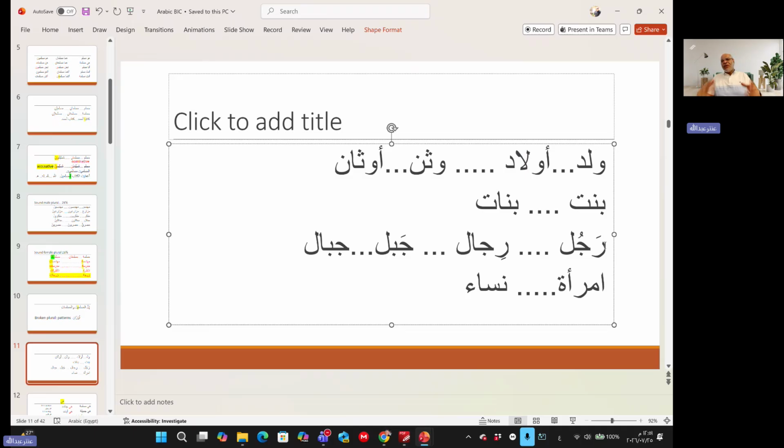Okay. Throughout the course, we will come across some words that are broken plurals. We will tell you the singular and the plural, and you have to memorize them. But at the same time, you also have to be mindful whether these are similar to other words or not, and so you group them together. The more you group, the more you develop this intuition.